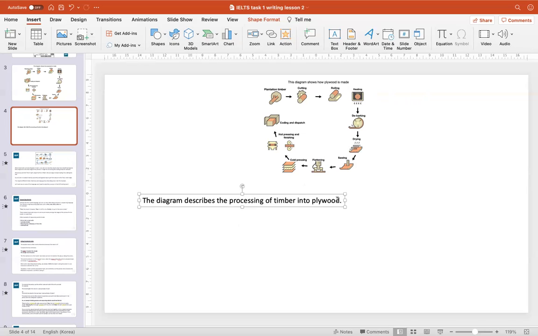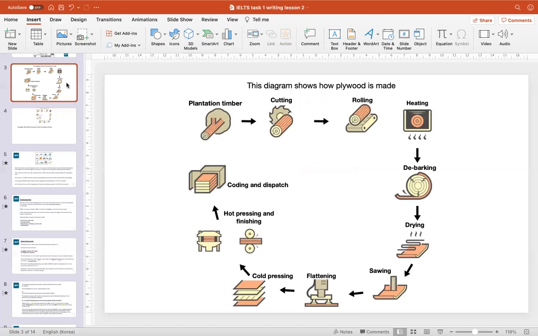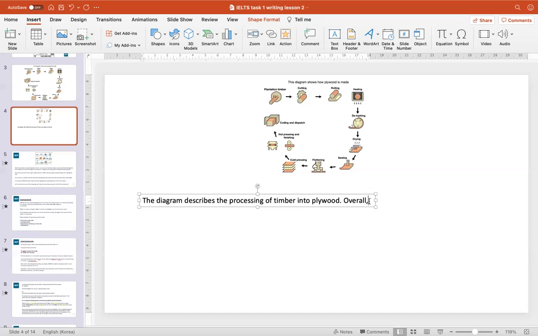We also need an overall sentence. Overall, and in this sentence, we say something generally, we give a general summary of the process. So what can we say generally without being too specific? I mean, without mentioning any of the specific steps, rolling, heating, drying, sawing, without saying anything like that, we need an overall statement about this. So what can we say?